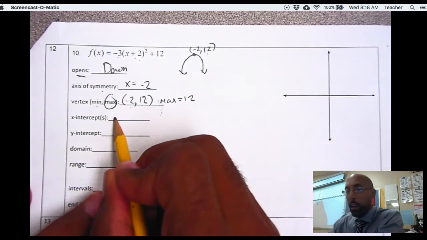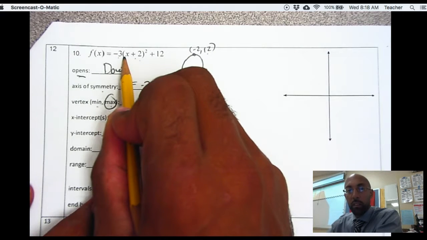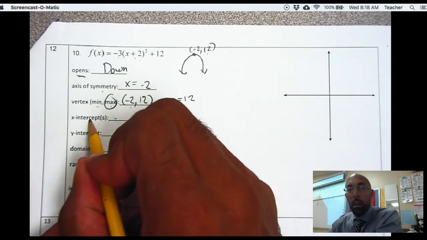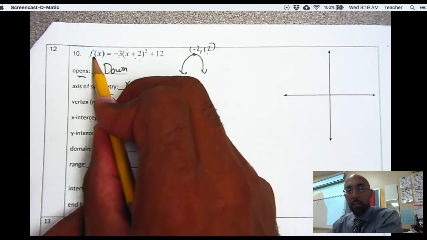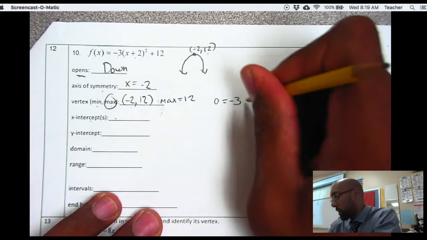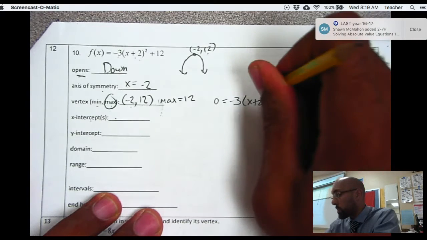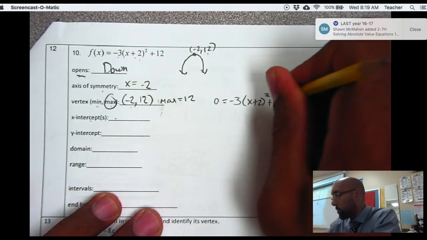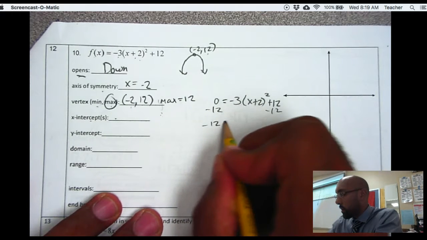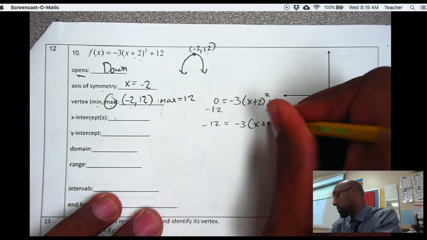Now the x-intercepts. In order to find the x-intercepts, we want to set this equal to 0, because remember, the y value at the x-intercept is equal to 0. So 0 equals negative 3 times x plus 2 squared, plus 12. First thing we want to do is subtract the 12 on both sides. Negative 12 equals negative 3 times x plus 2 squared.